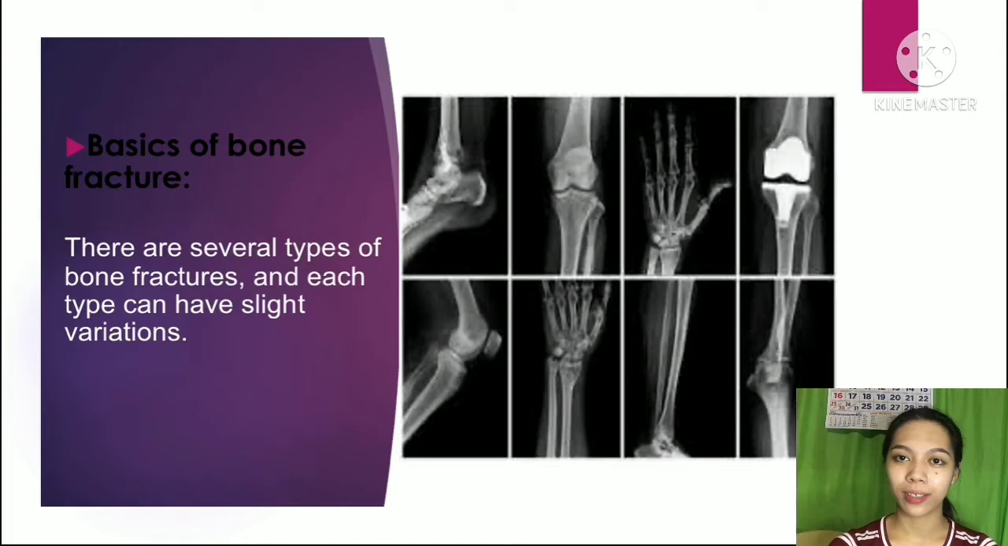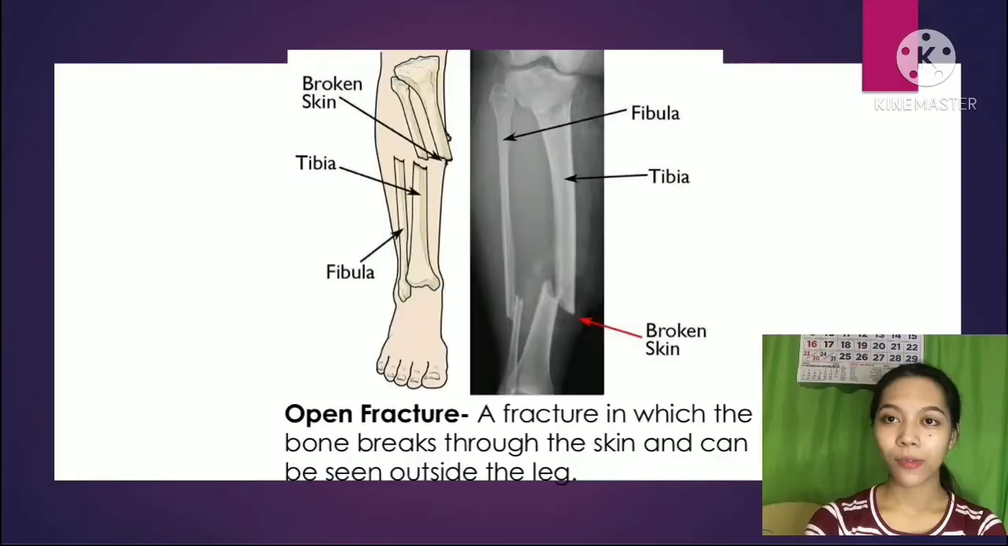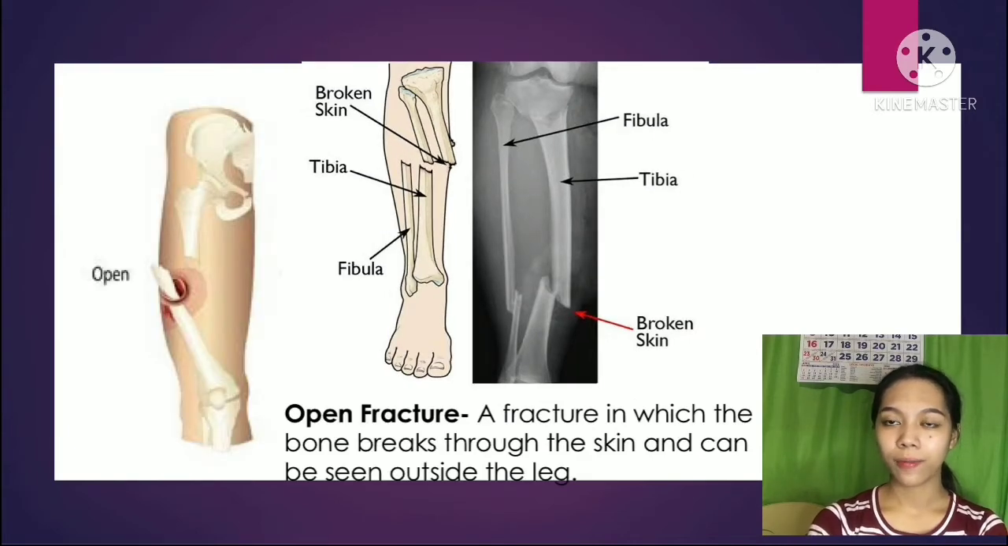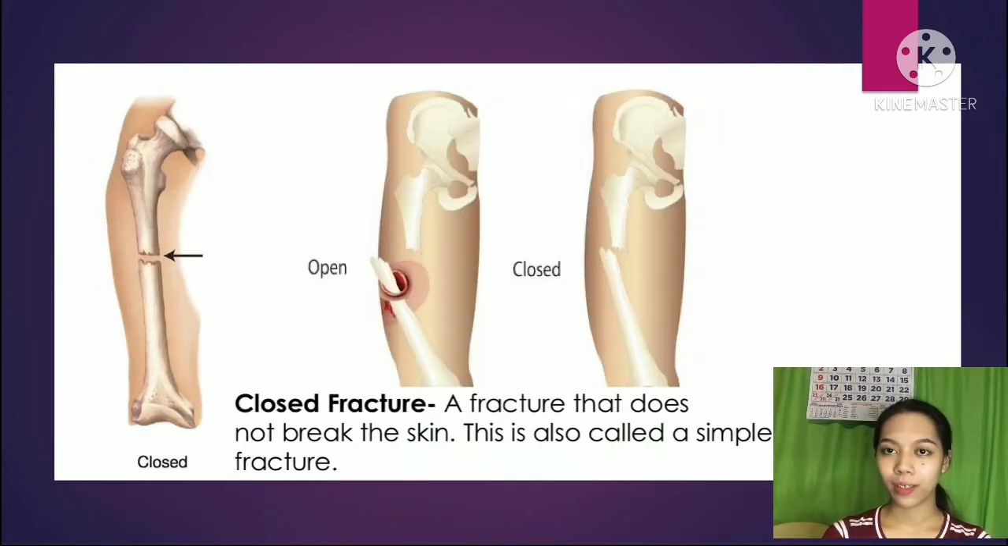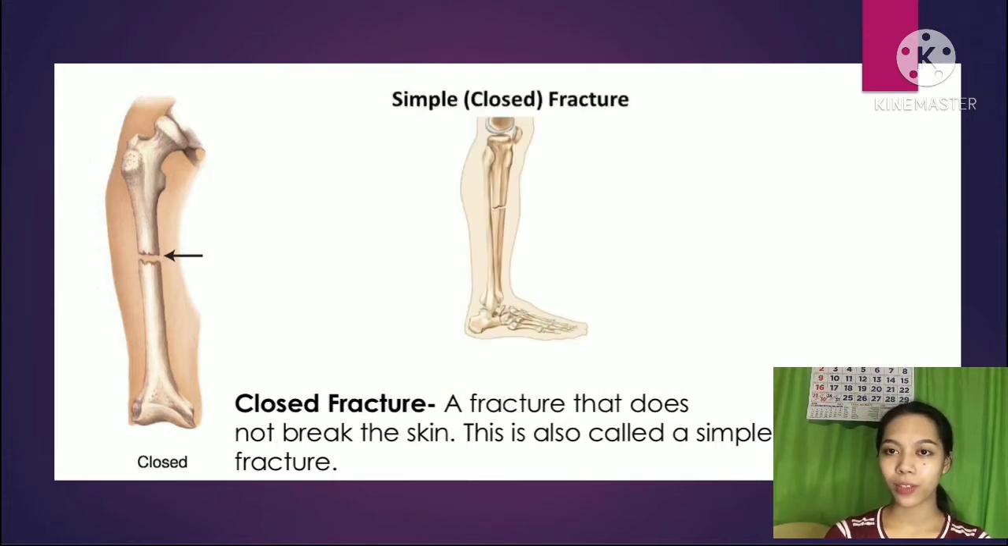Basics of bone fracture. There are several types of bone fractures, and each type can have slight variation. Many of the types of fracture we'll talk about later may also be described by one of the following terms. First is open fracture, a fracture in which the bone breaks through the skin and can be seen outside the leg, or there is a deep wound that exposes the bone through the skin. This is also called compound fracture. And then the closed fracture. A fracture that does not break the skin. This is also called a simple fracture.